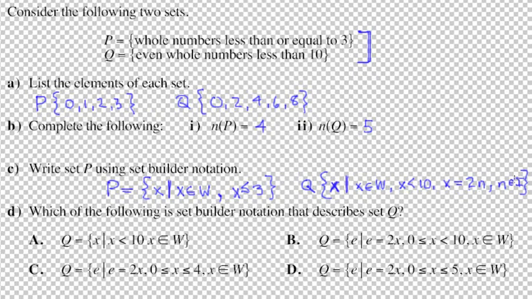Oh, I'm sorry. I said whole number. I wrote integer for some reason. So our number has to be whole because they said whole number up here. Our number has to be less than 10 because they said less than 10 up here. And it has to be even, which means it's 2 times something. If a number is 2 times something, that means it's divisible by 2.